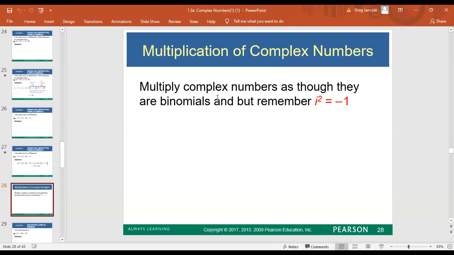Now, when we multiply complex numbers, you're going to get an i times i is i squared. But the i squared has to change to a negative 1. So anytime we get an i squared, you've got to change that from imaginary to real. So let's take a look at the next problem.